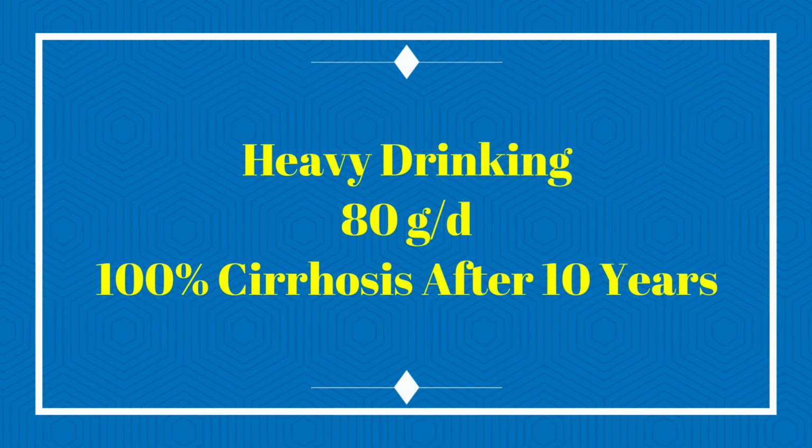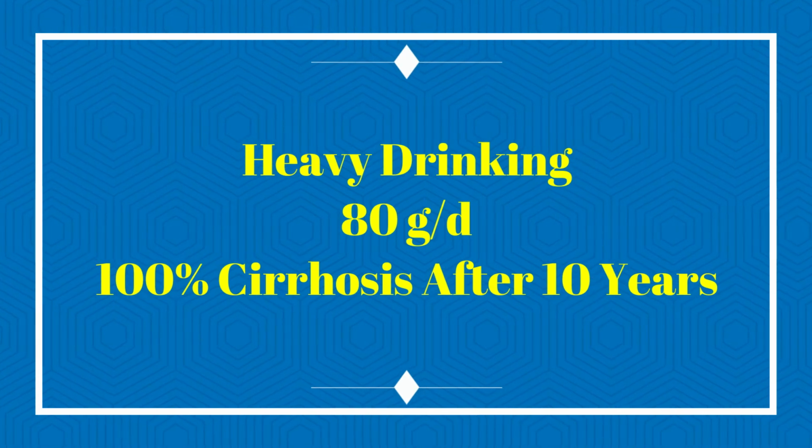People who drink more than 30 grams of alcohol daily for 10 years will likely develop alcoholic liver disease. And heavy drinkers, defined as people who drink more than 80 grams of alcohol daily for 10 years, will develop cirrhosis of the liver with almost 100% frequency.